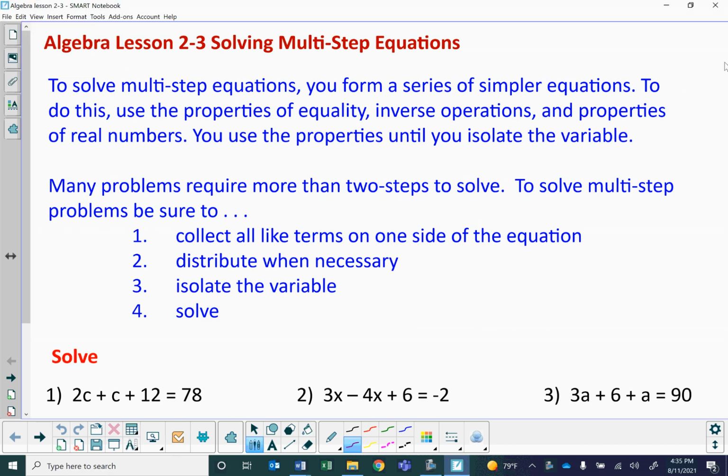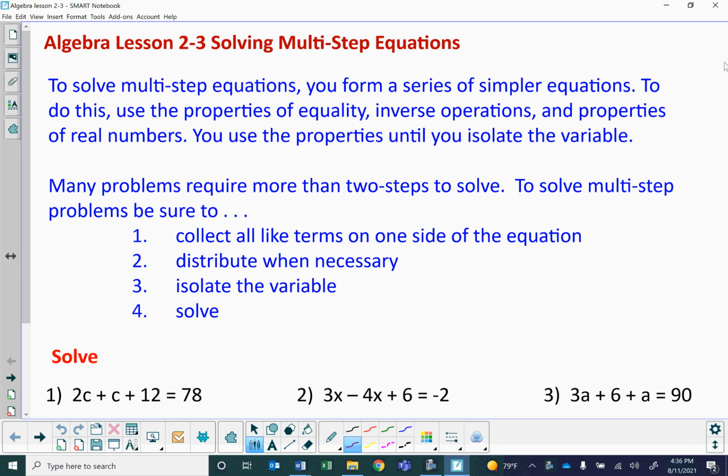This is Algebra Lesson 2-3, solving multi-step equations. To solve multi-step equations, you form a series of simpler equations. To do this, you use the properties of equality, inverse operations, and properties of real numbers. You use the properties until you isolate, or get the variable all by itself, on one side of the equation. So many problems require more than 2 steps to solve.